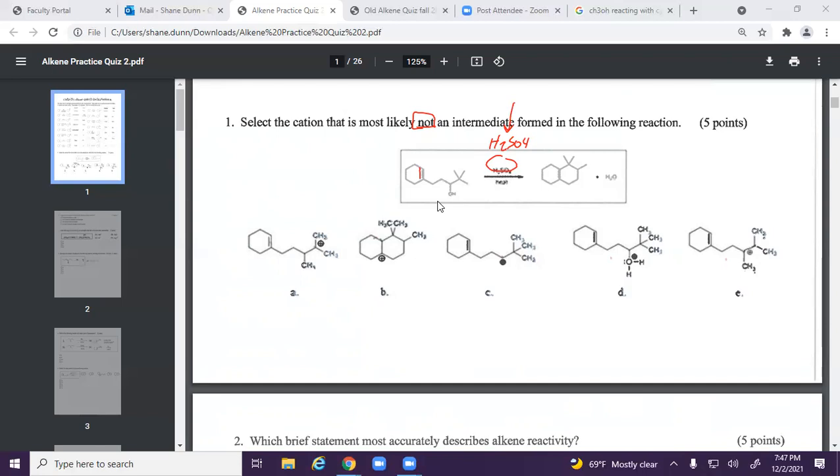What's an acid going to do? It's going to give a hydrogen away. There's your leaving group right there, that OH. It's going to get converted into water, which is going to leave. So you're going to need a positive charge right there on that carbon. Correct? So let's see which one of these is not a good cation. Is this one on a tertiary? Good. It was on a secondary here and became a tertiary here.